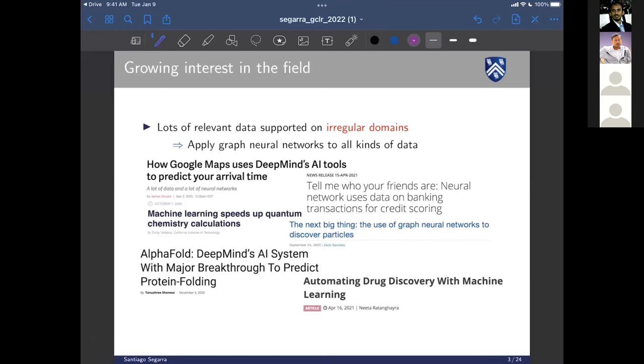These are just some headlines, for example, Google Maps using graph neural networks to better predict the ETA, GNNs being used for drug discovery, for particle discovery, credit scoring, and even some portions of AlphaFold, protein folding, are at least based on ideas inspired by graph neural networks. And the reason these are used in all these different contexts is that molecules, proteins, social networks, urban infrastructure, all of these are indeed very irregular domains. So it makes sense to use graphs to try to model these.